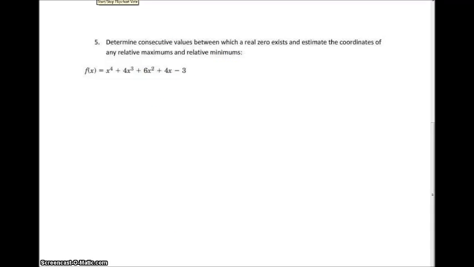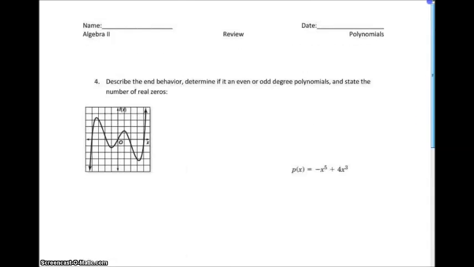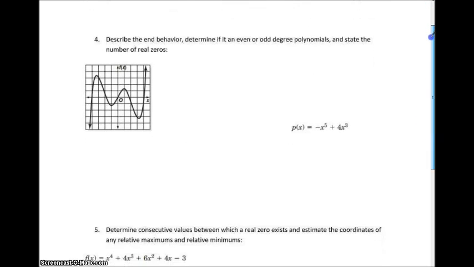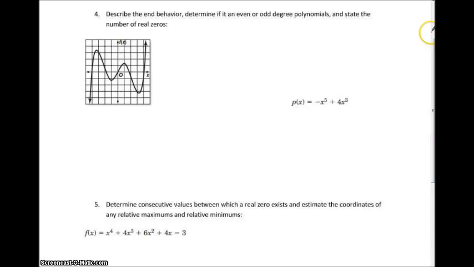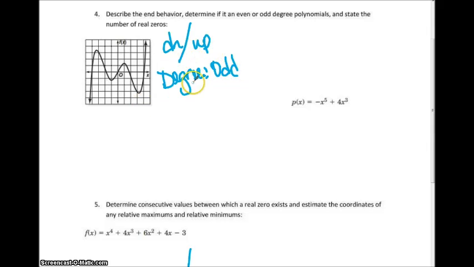Number 4 wants you to describe the end behavior and also determine if it is an even or odd degree polynomial and state the number of real zeros. So first of all, the end behavior, it's going down at the beginning, so we're going to say down, and then it is going up at the end, so we'll say up there. Your degree is going to be odd because your two ends go different directions. The number of real zeros is going to be 1, 2, 3, 4, 5.